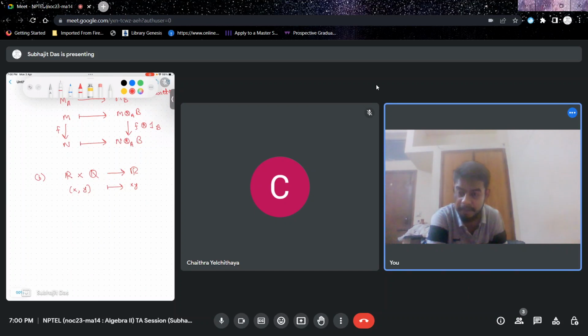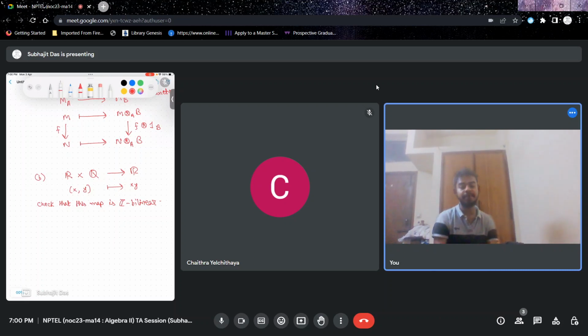Now check that this map is Z bilinear, which means that it is a mapping of the product into this second module which is linear in both coordinates, right? That is what bilinearity means. So check that this is actually bilinear in both components, and that precisely happens because R is a ring and it has the distributive law.